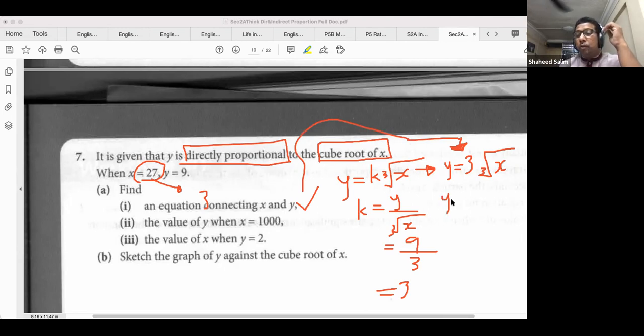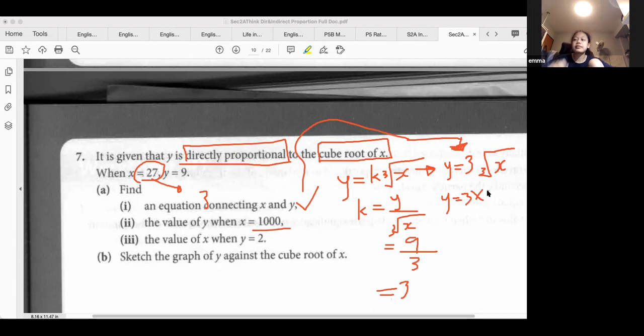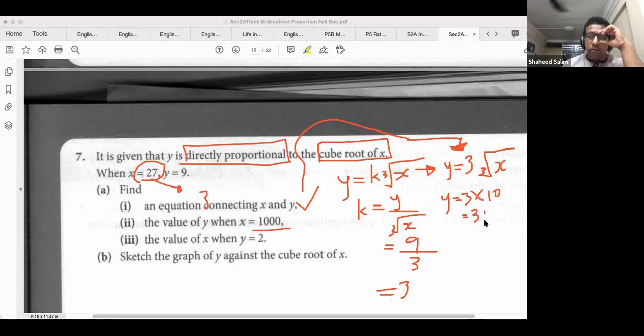Now, can you find the value of Y when X is 1000? Okay, we do it together now. 3 times, what's the cube root of 1000? 10. What's your answer then? 30. Good.